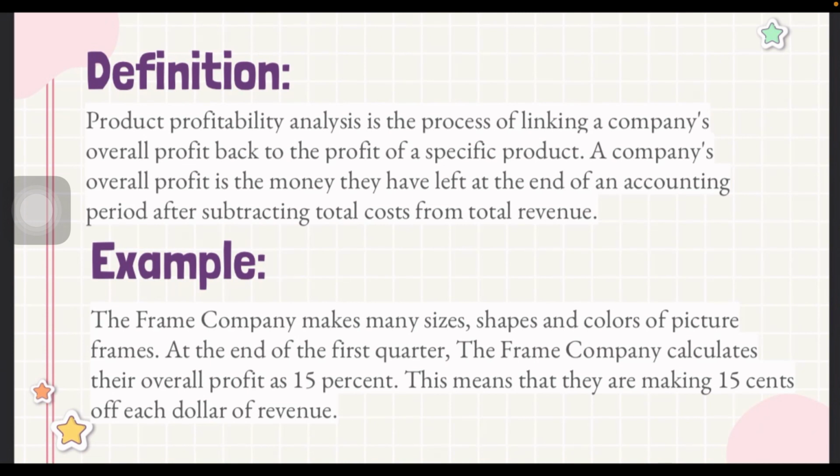At the end of the first quarter, the frame company calculates their overall profit as 15%. This means that they are making 50 cents of each dollar of revenue. Business managers use accounting data to perform profitability analysis of their companies. So when the data is inaccurate or incomplete, the analysis is flawed.